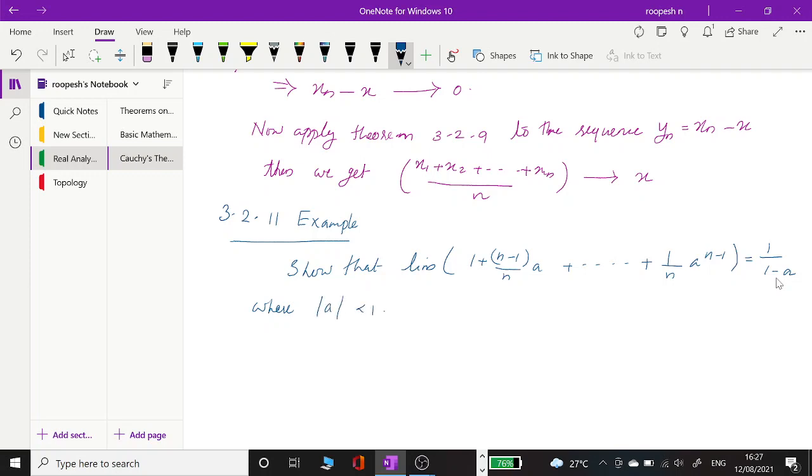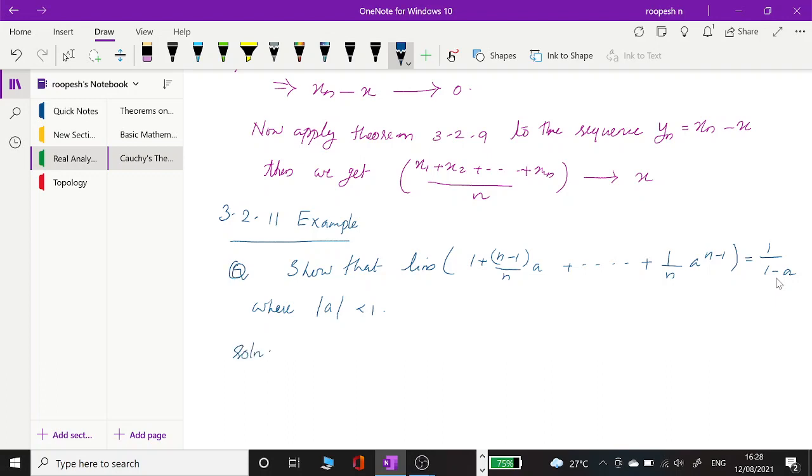So we want to prove that 1 plus n minus 1 by n into a plus etc. plus 1 by n into a raised to n minus 1 is equal to 1 by 1 minus a, where modulus of a is less than 1. How can we prove this? Any idea? So we can write this as a question itself.